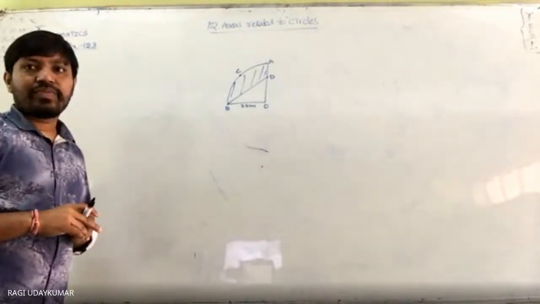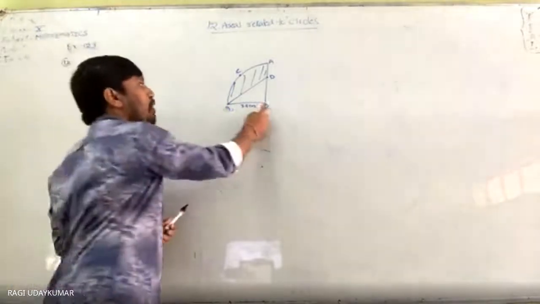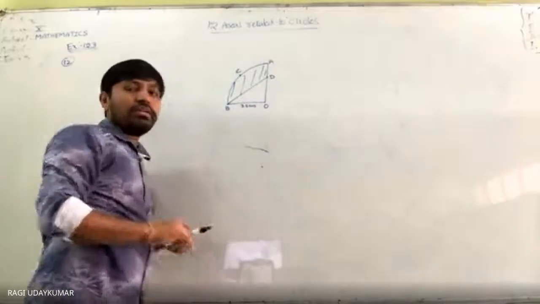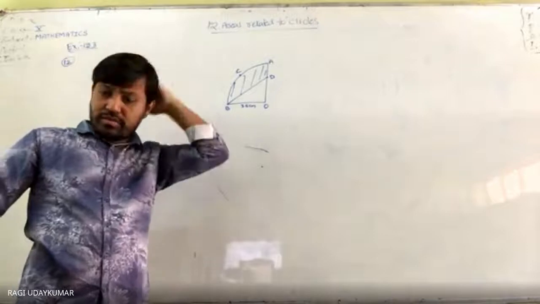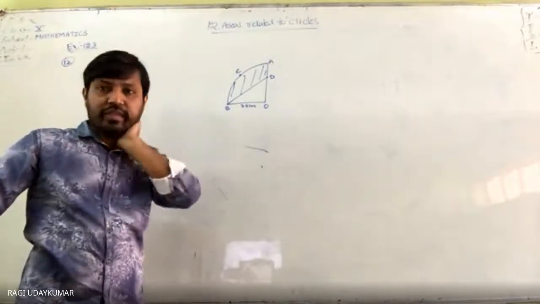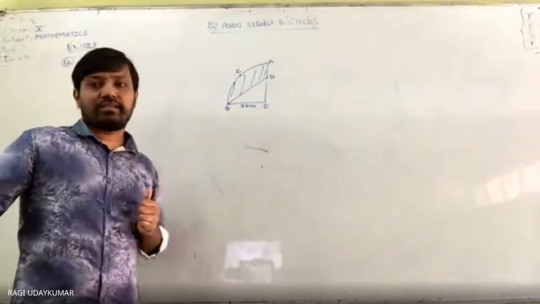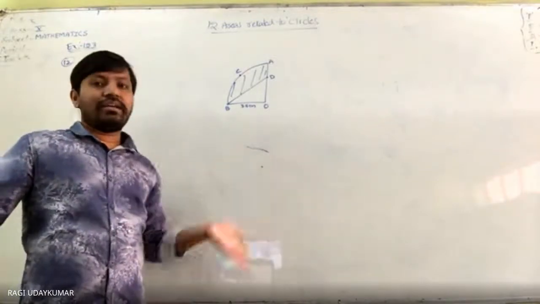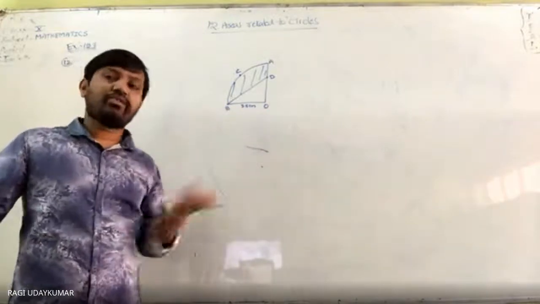What to do here? First, find the area of the complete quadrant OACD. What is the formula for the quadrant area? It is 1/4 of the circle's area, 1/4 of pi r squared. The radius is already with us, so you can find 1/4 into pi r squared, where r is 3.5, and you can do 3.5 squared.